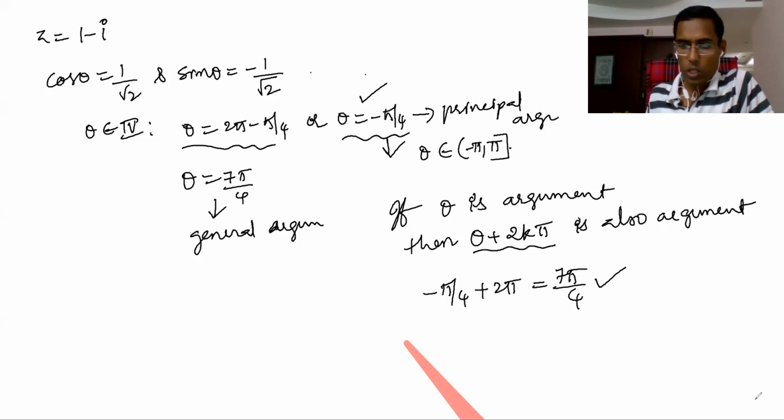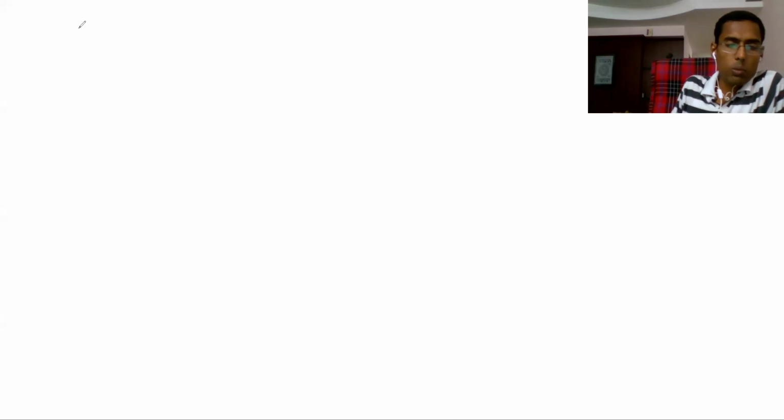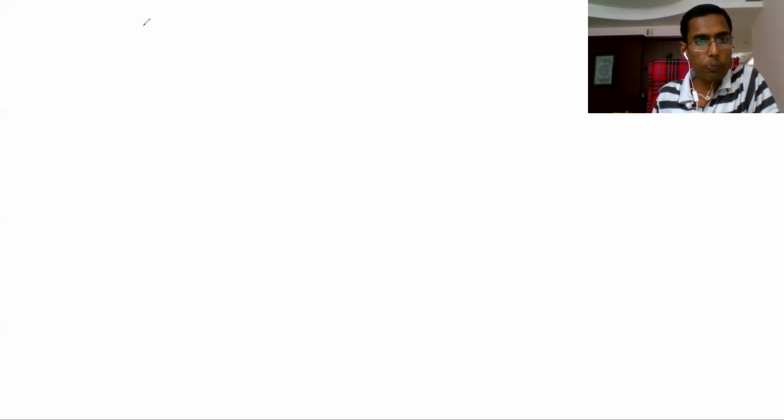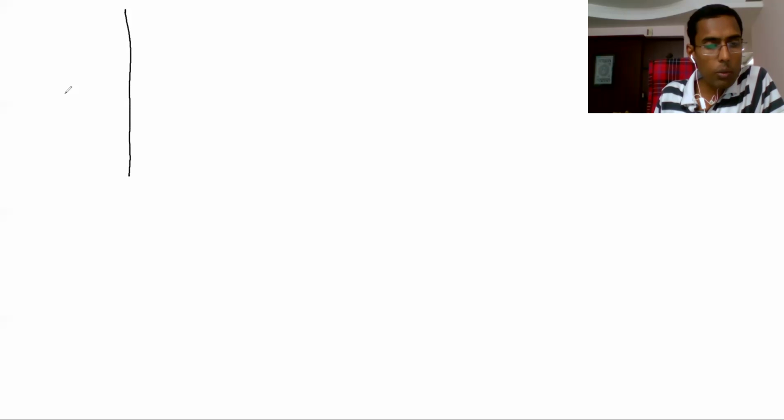Now we are going to discuss the principal argument. For the principal argument, if you add 2k pi, then you get the general argument. So we need not discuss the general argument. The principal argument is important. I already told you, for the principal argument theta must lie between minus pi to pi.